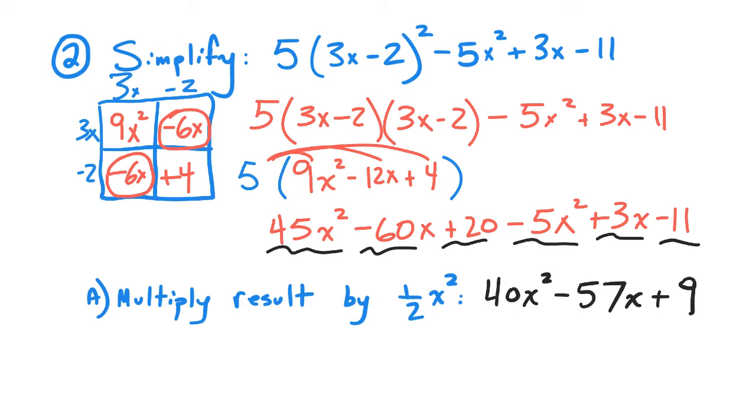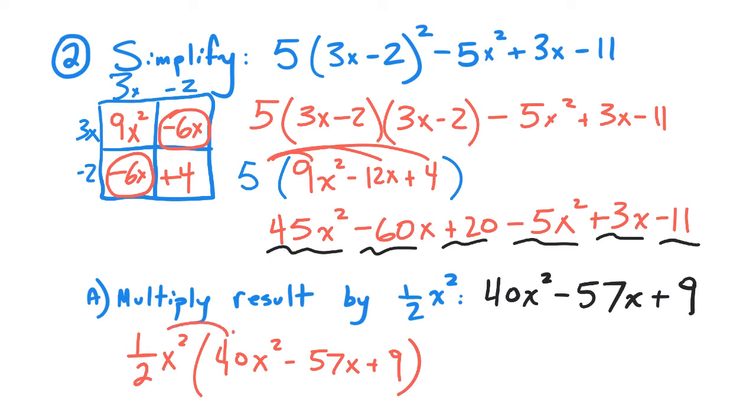Okay? And now it says multiply this by 1/2 x squared. So it's basically saying this. Take it and set up a distribution problem. It's 40x squared minus 57x plus 9. Okay, so if we multiply the first, half of 40 is 20. And what's x squared times x squared? x to the 4th.